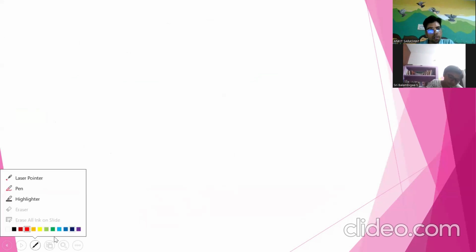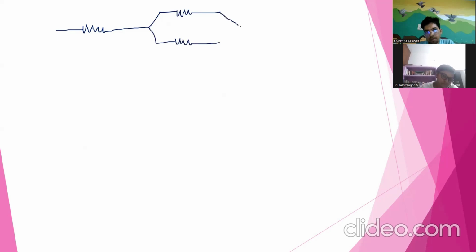Find the current and potential drop across each resistor. Draw this diagram. This is the last question, okay? Yes, sir.